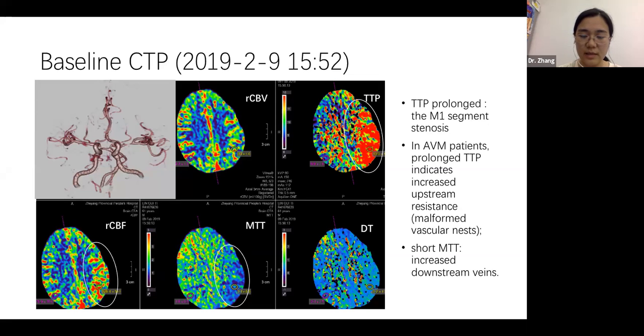So the TTP and MTT are opposite, but for most stroke patients, TTP and MTT should be in the same way. If a stroke patient had a prolonged TTP, mostly in general, their MTT should also be prolonged, but for this patient, they are opposite. And I checked some references and articles to find out why.